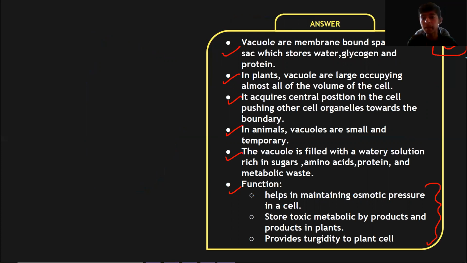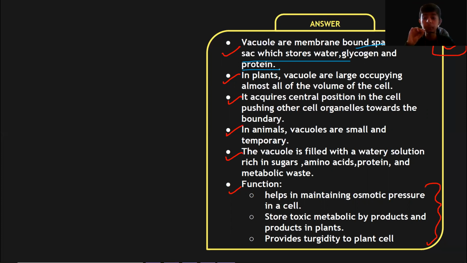And structure, you can see here. Vacuoles are membrane-bound spaces forming sacs which store water, glycogen, and protein. What do they store? Water, glycogen, protein. In plants, vacuoles are large, occupying almost all of the volume of the cell. It acquires the central position of the cell, pushing other cell organelles towards the boundary. In animals, vacuoles are small and temporary because animals are not autotrophic. They don't have to make their own food. Then they will not need the vacuoles.